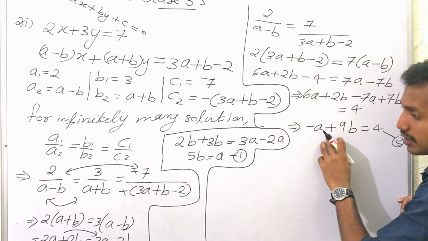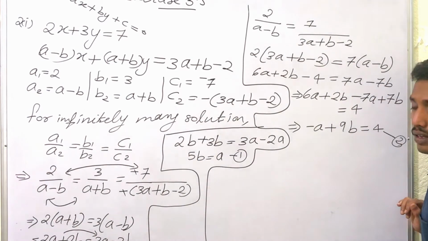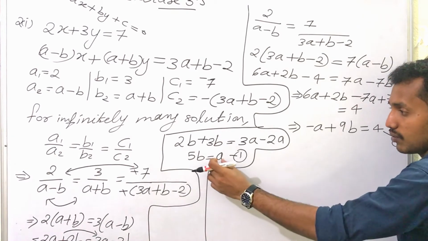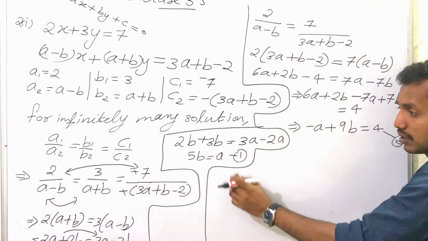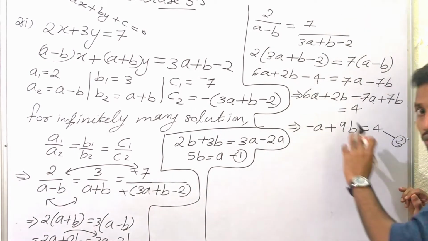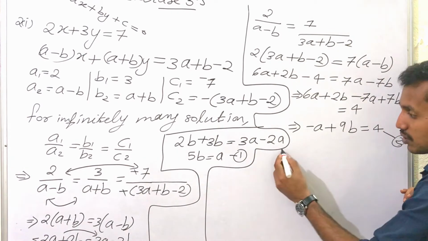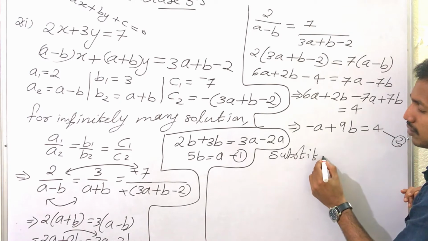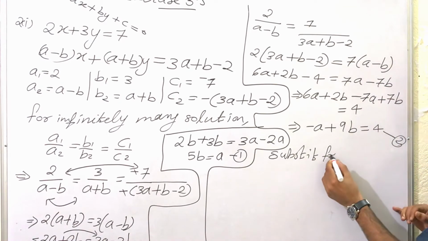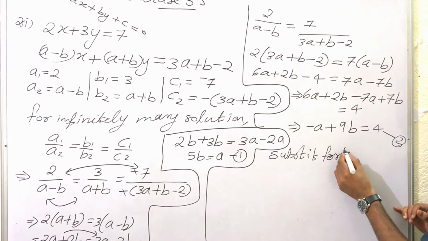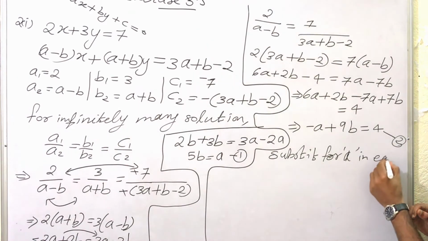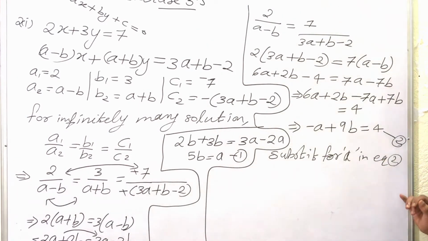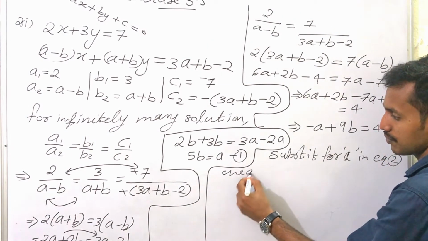Now we have two linear equations and two variables. And one is in the form of one variable in terms of another variable in equation number 1. So we can use the substitution method, which will be easier. So substitute for a in equation 2. So what will we get?